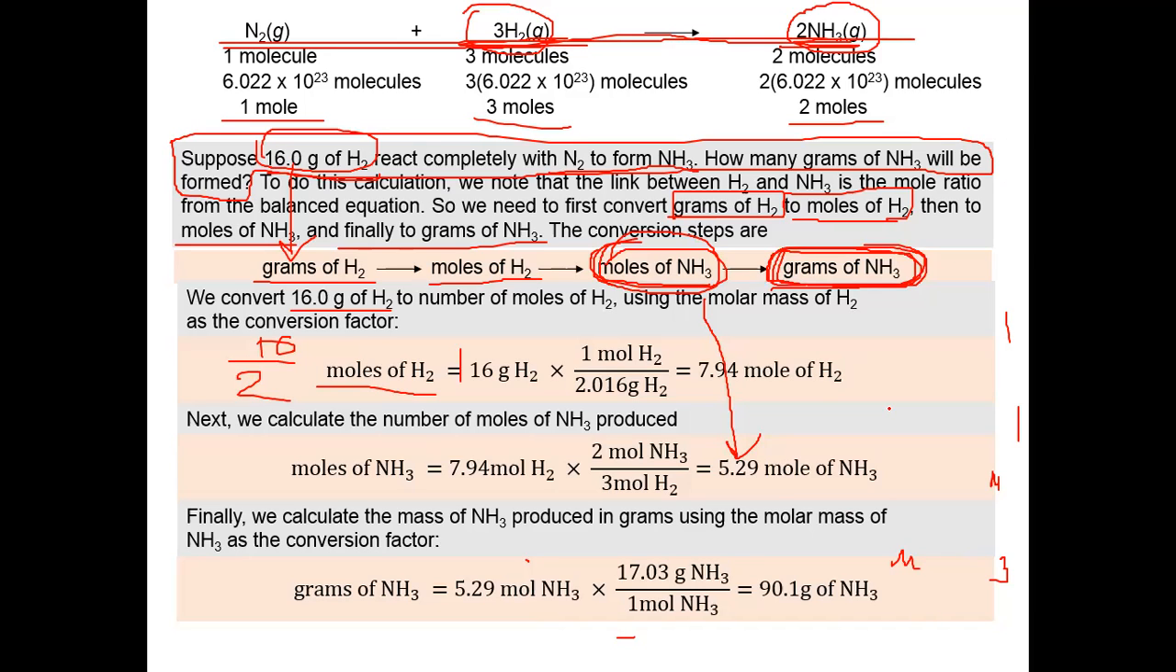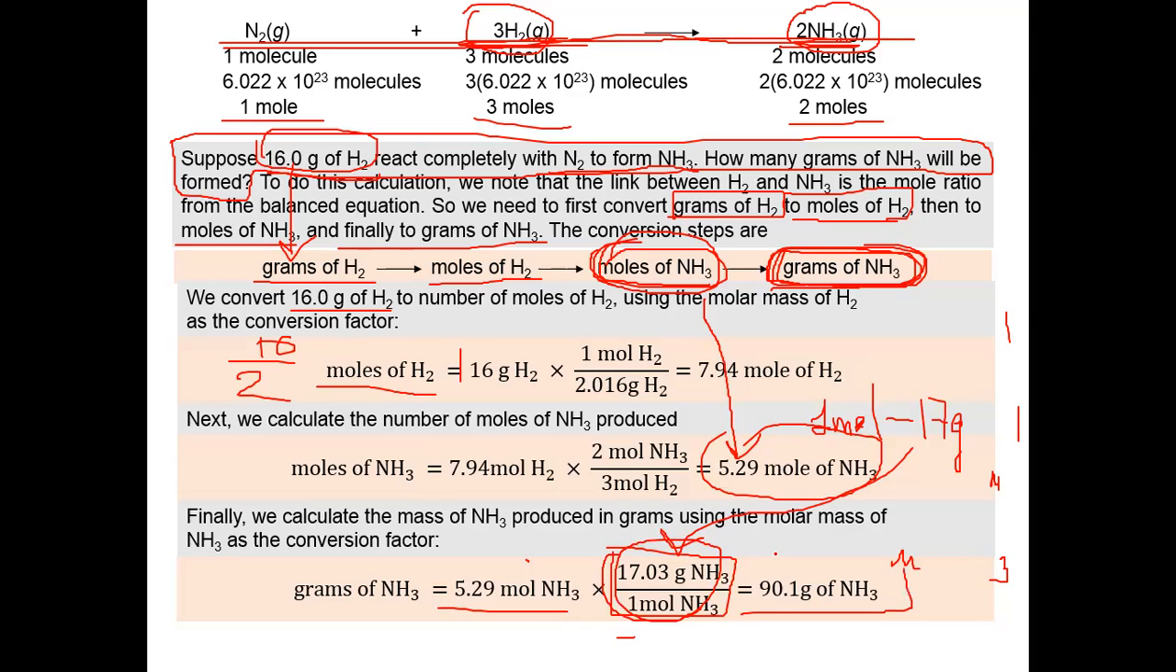Molar mass? Yeah, we need to find the molar mass of ammonia. So that's the molar mass over here. So 1 mole of ammonia is 17 grams of ammonia. This is what is written here. And then we just multiply the number of moles by the molar mass, finding the amount of ammonia, okay? Which is about 90 grams of ammonia. So we found that if we take 16 grams of hydrogen, we will get 90 grams of ammonia.